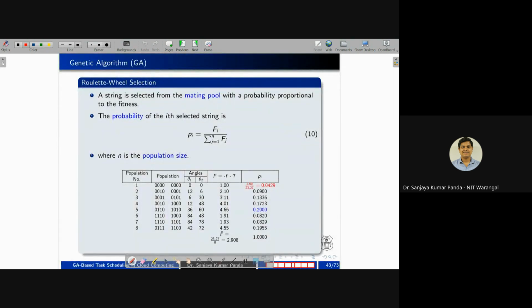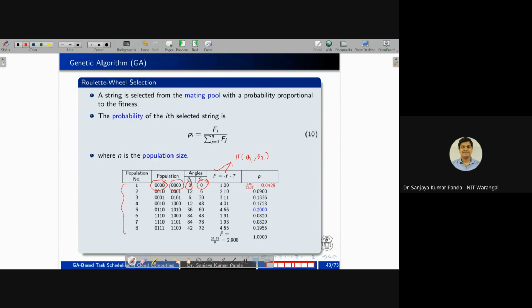Okay, coming to roulette wheel selection. Suppose I am taking 8 different populations, which I told you earlier. Every population is represented as 8 bits: 4 bits represent one angle, another 4 bits represent another angle. And we know how to calculate the fitness value. Fitness value is minus f minus 7, where f is a function of theta 1 comma theta 2, and the expression is there that you have to solve. Suppose you are getting these fitness values.